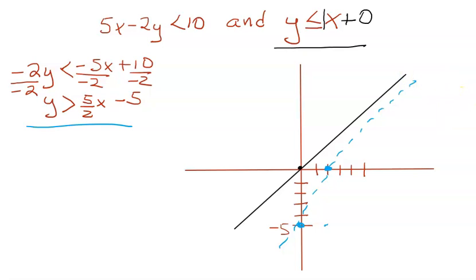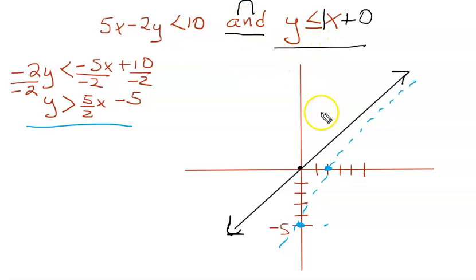Okay, so I plotted my two lines. Now notice this is an and. And we said that was intersection. So here we have to determine where both of these will be true and the shaded areas overlap.